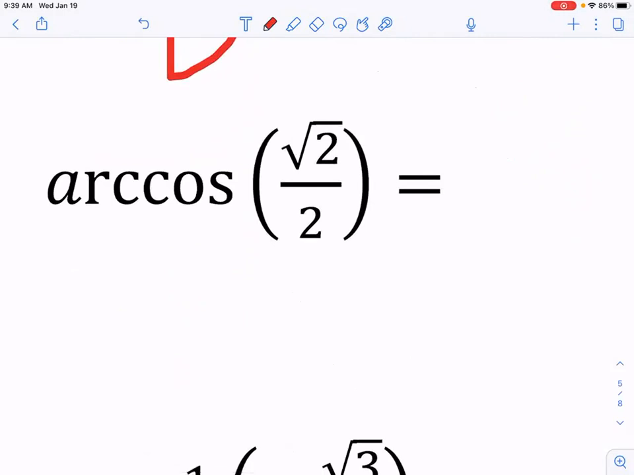Technically, we've already talked about this problem. The notation is different. I want you to understand that cosine inverse and arc cosine mean the same thing. So when I say arc cosine of radical 2 over 2, which angle am I trying to get you to say? Pi over 4.